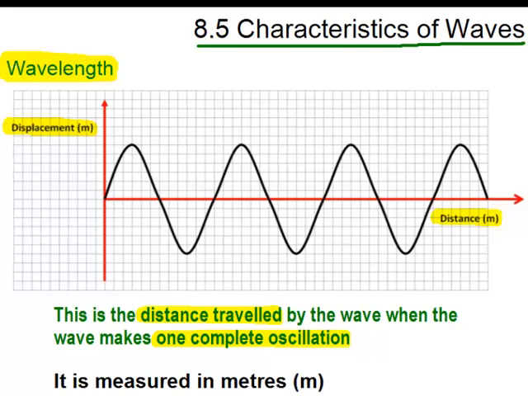Wavelength is measured in meters because it is a distance. Amplitude is measured in meters. Now we are seeing the second physical quantity, wavelength, which is also measured in meters. Now let's go to the third characteristic of a wave, which is periodic time.